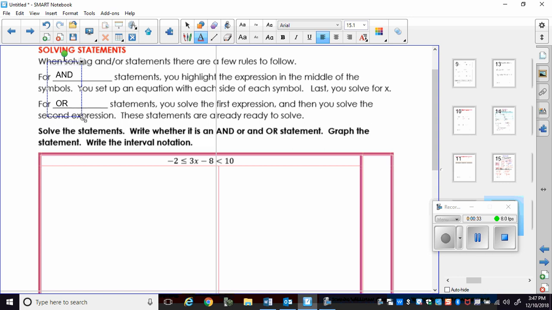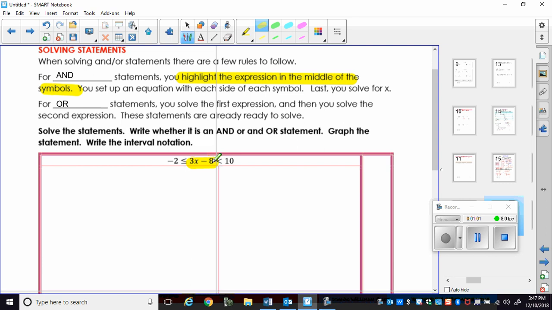So the directions are to solve the statements, write whether it is an and or an or statement, graph the statement, and write the interval notation. So it appears to be an and statement, so I'm going to make sure. The first thing you do is highlight the expression in the middle of the symbols. So I'm highlighting this expression, right? Then you set up an equation with each side of each symbol.